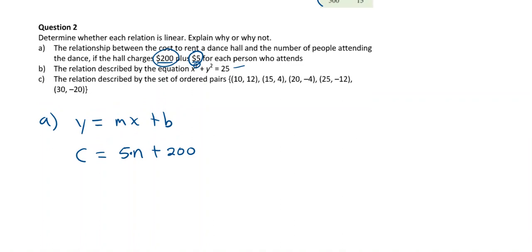Okay, what about this one? The relation described by the set of ordered pairs. This time they didn't give it to us in a table, but remember the way this works, these are my x's. Every one of those are like my x's. So I'm really asking myself, are those going up or down by the same amount every time? So 10, 15, 20, so my x's are going up by 5 every time. What about my y's? So that's like y, y, y. What are they doing? They're going down by 8 every time. So linear, non-linear? Linear. Yep. So that'd be a linear.